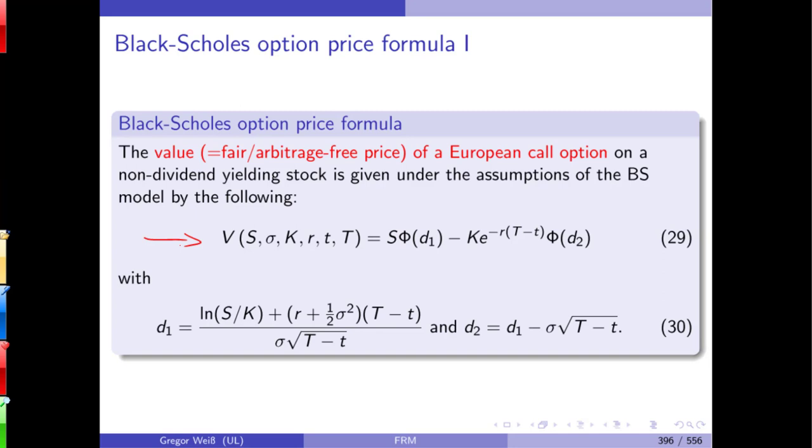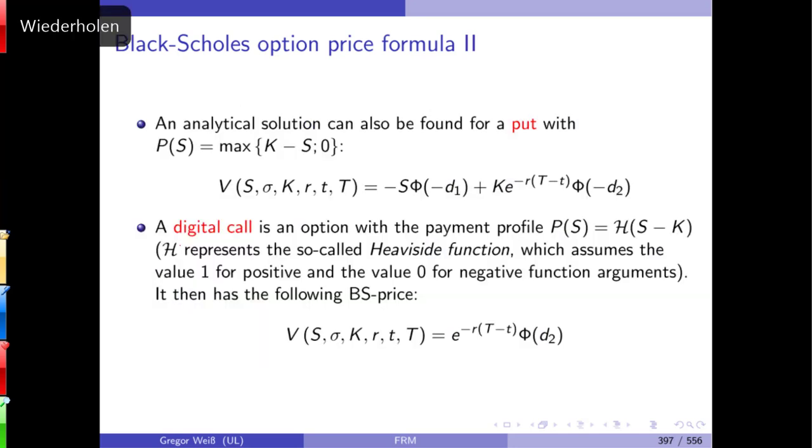And, well, you should now see that it's no big surprise that if you assume a geometric Brownian motion, aka something related to the normal distribution, what comes out of the model at the end is something related to the normal distribution. So this is no surprise. But this is the pricing formula for the Black-Scholes model, for a plain vanilla European call. For a put, also analytical solution, now it's minus S phi minus D1 plus K times exponential function times phi minus D2.